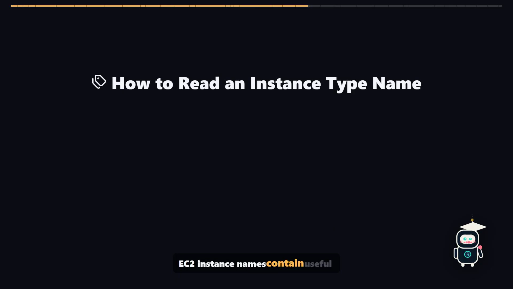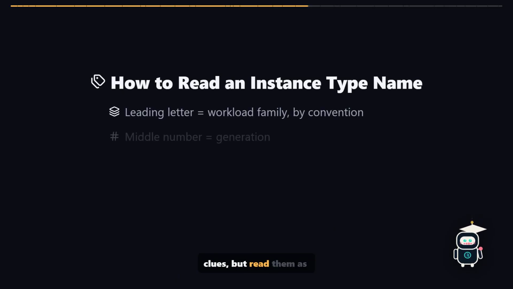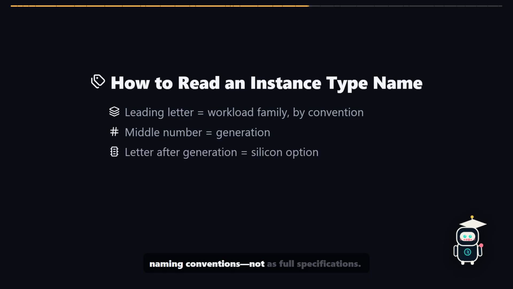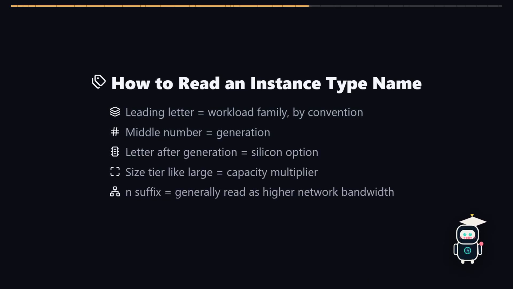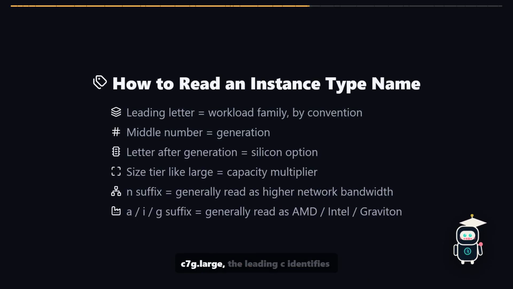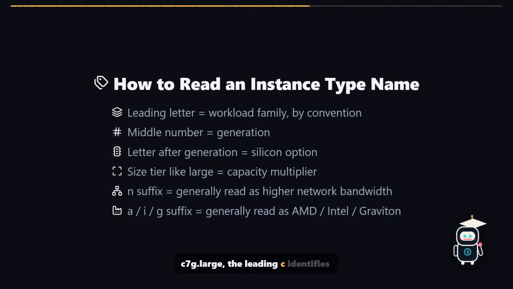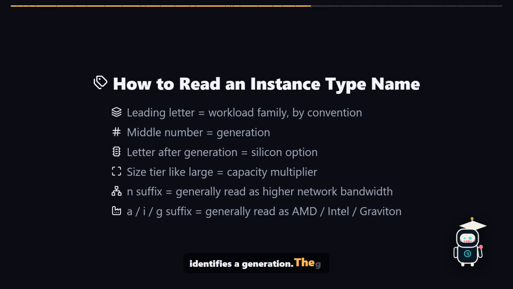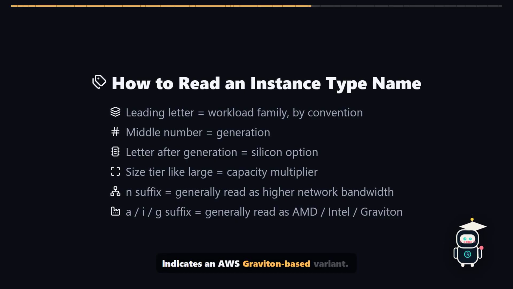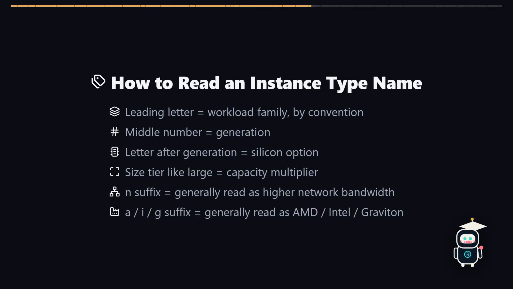EC2 instance names contain useful clues, but read them as naming conventions, not as full specifications. In a name such as C7G.large, the leading C identifies the compute-optimized family. The 7 identifies a generation. The G indicates an AWS Graviton-based variant. And large identifies the size tier within that family.